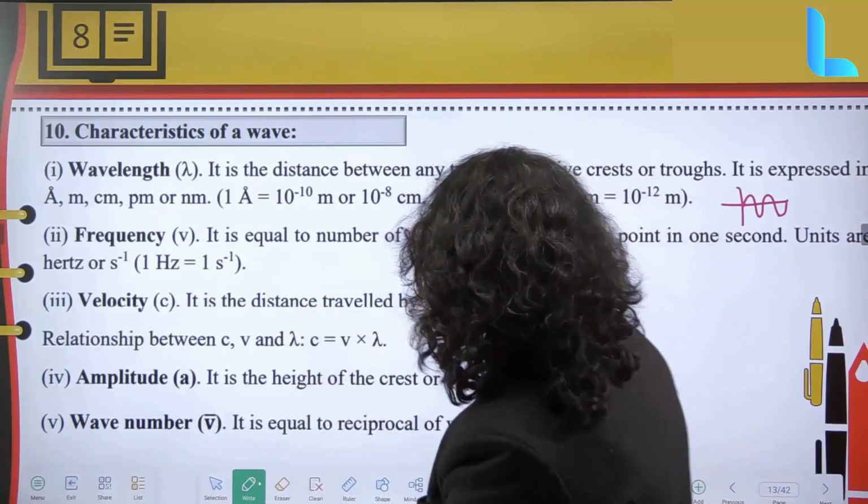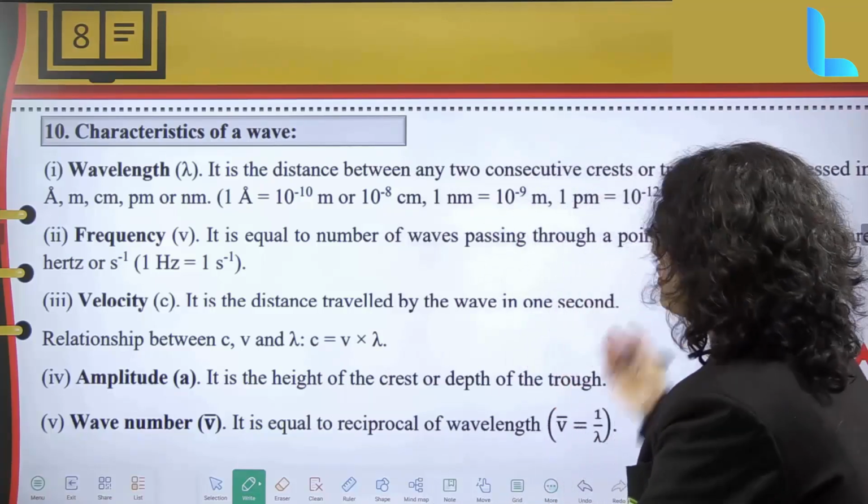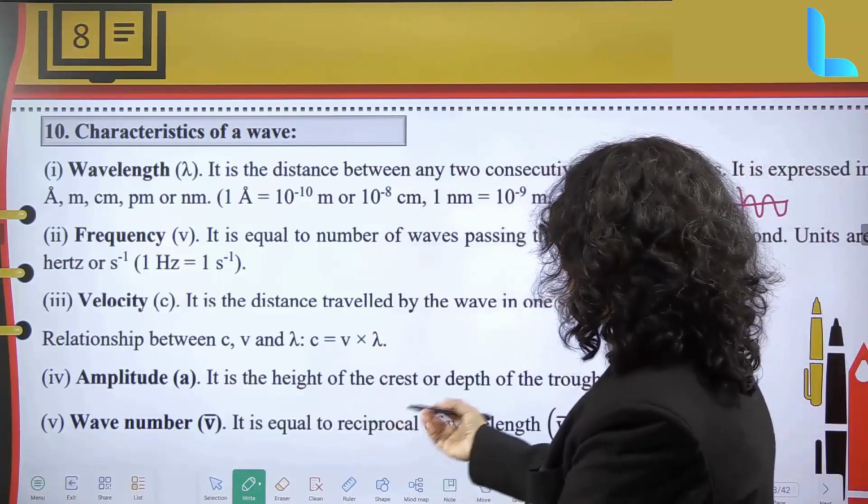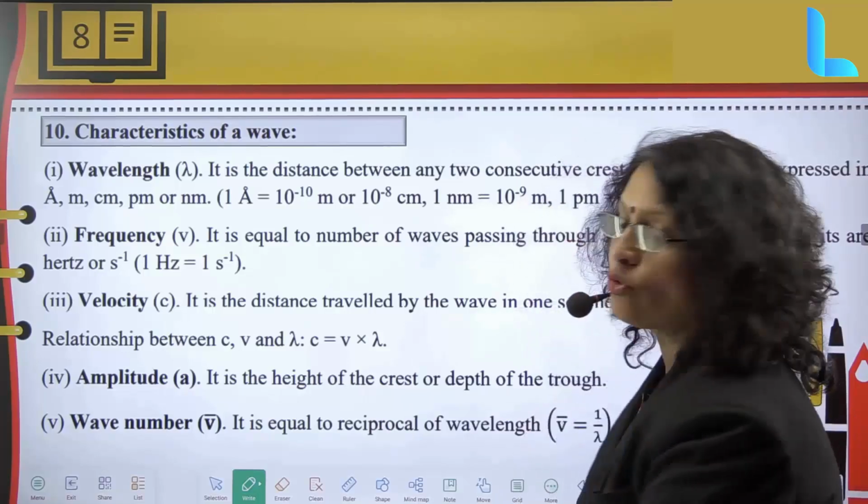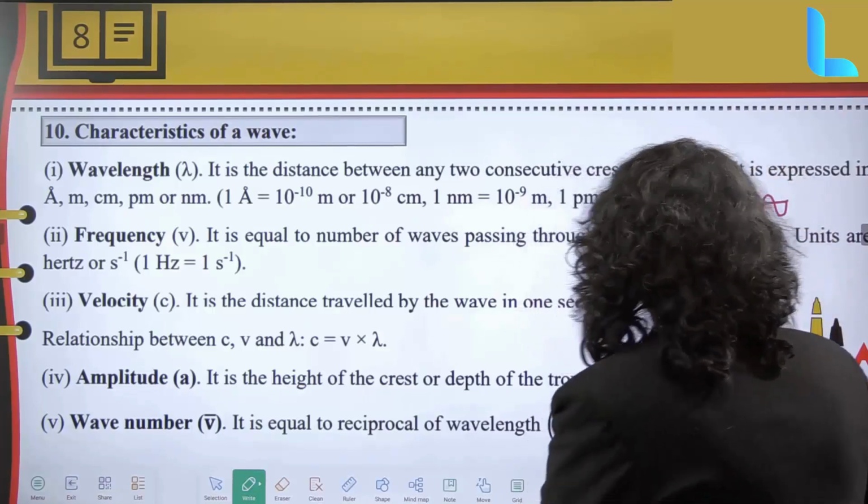Now amplitude is the height of the crest or depth of the trough. Wave number is equal to the reciprocal of wavelength. So wave number is equal to 1 by lambda.